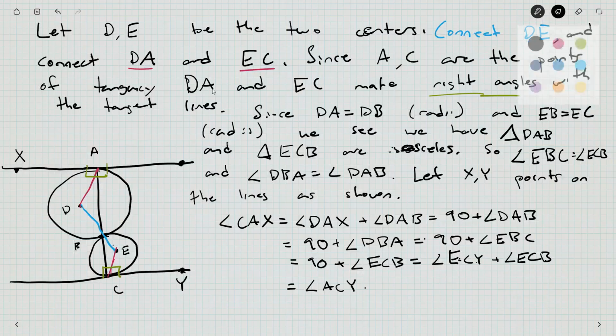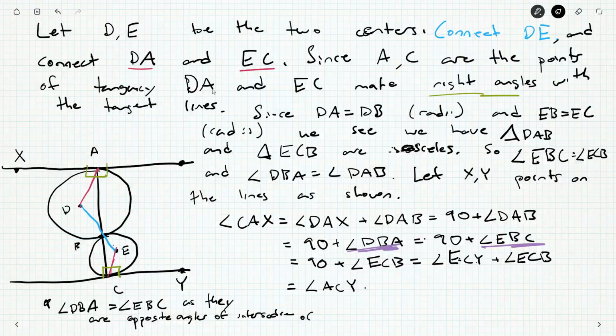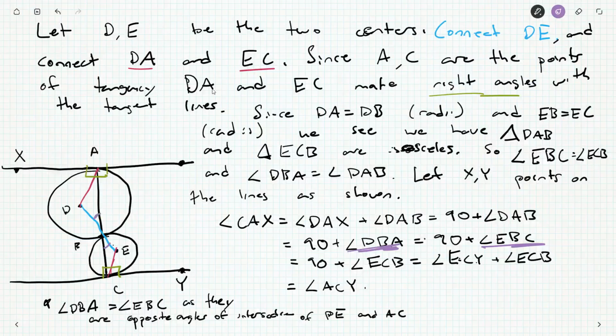Now, the one thing I didn't prove right now is that this angle is equal to this angle. So we might need a little note somewhere. DBA is equal to EBC, as they are opposite angles of the intersection of DE and AC. There we go. And now finally, since CAX is equal to ACY, therefore AX is parallel to CY.